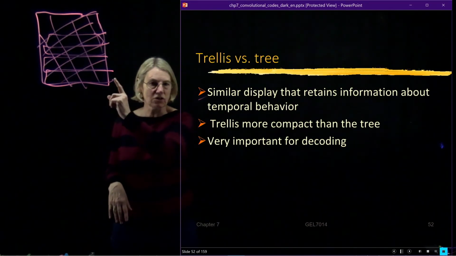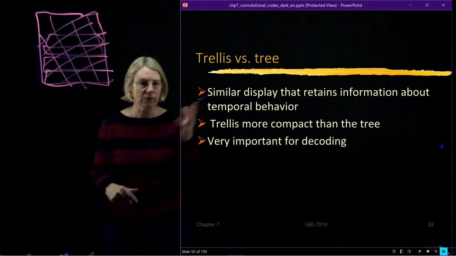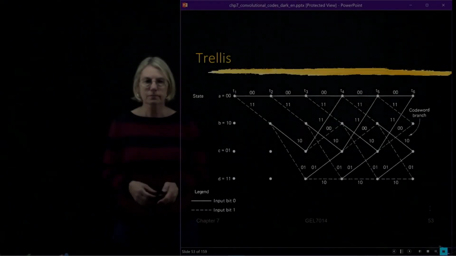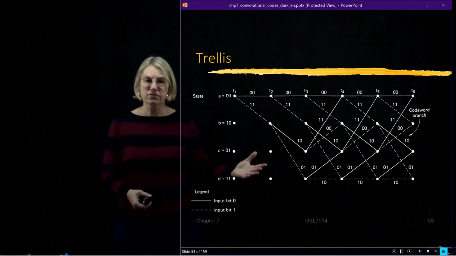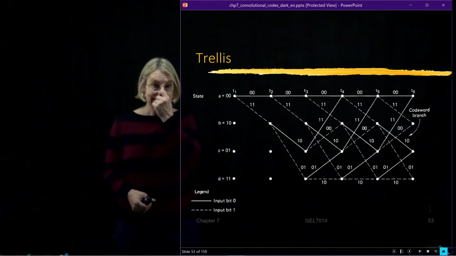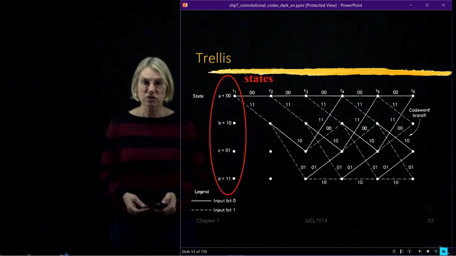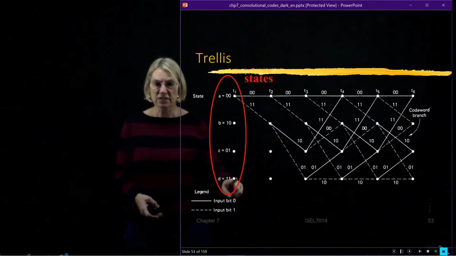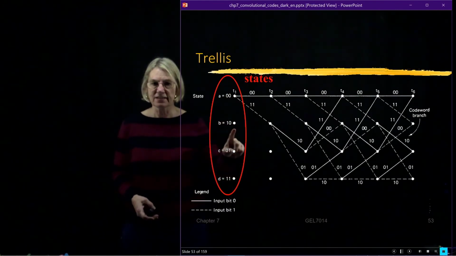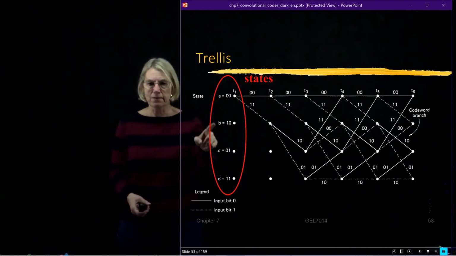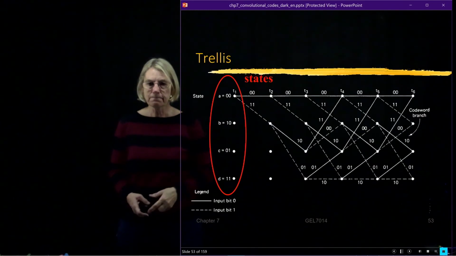So let's really get a good look at what a trellis is and how we represent the finite state machine with the trellis. So here is a trellis for the encoder that we have been examining so far. And we can see, first of all, the first part of the trellis is a list of states. Each one of these points represents a state in the finite state machine. In our case, there are 4 states, A, B, C, and D.